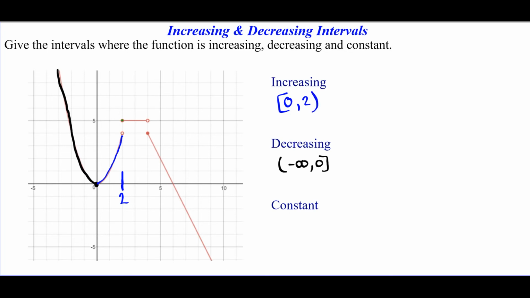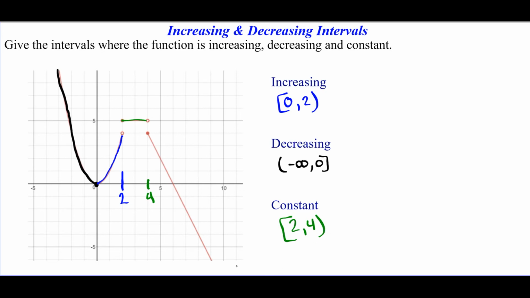And then this next section, we said we were constant. So we're constant from this x value of 2 over to this x value, which would be 4. So I'm going to be constant from 2 over to 4. Pay attention to the graph. There's a closed circle on the 2, so I'm going to put the square bracket there, an open circle on the 4, so we're going to put the parenthesis there.